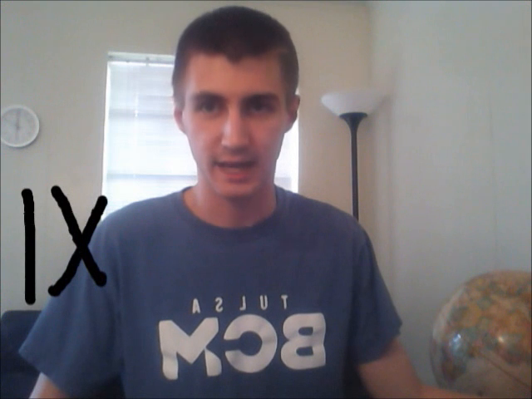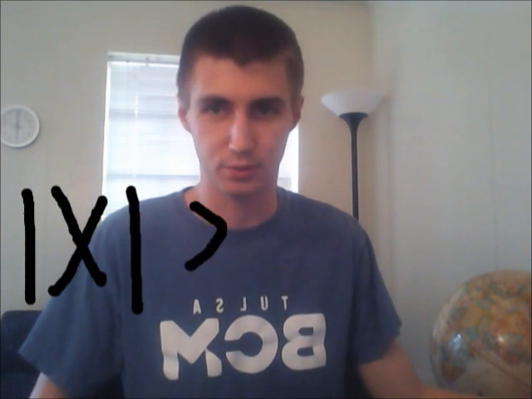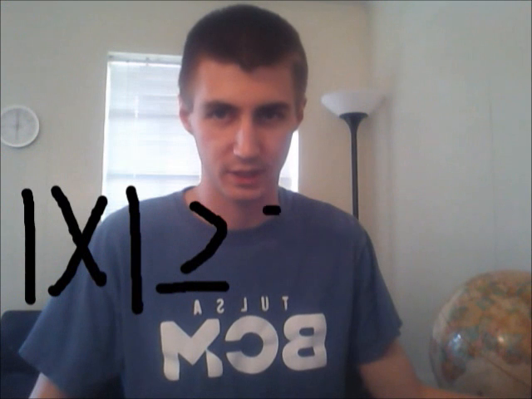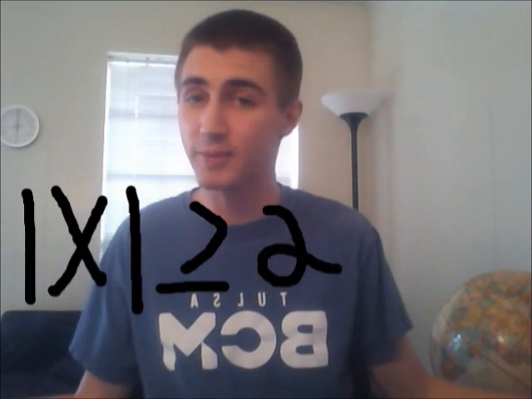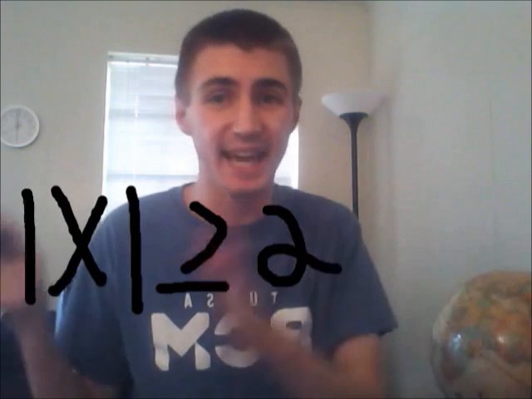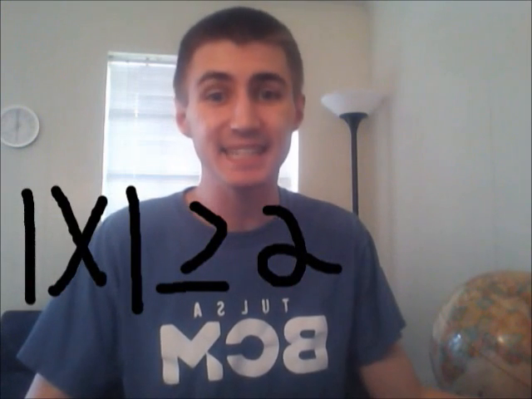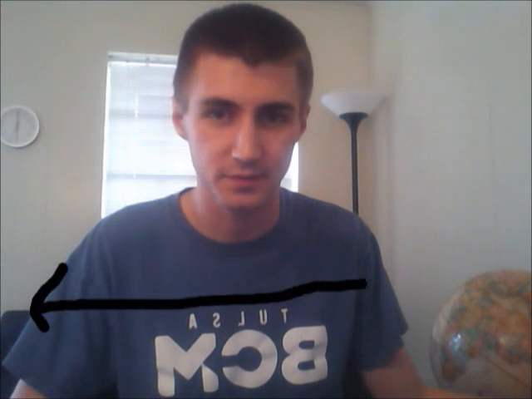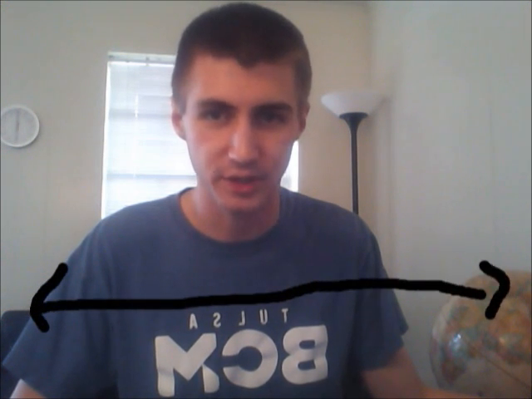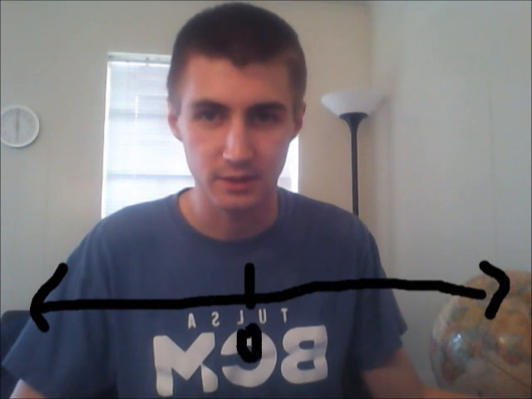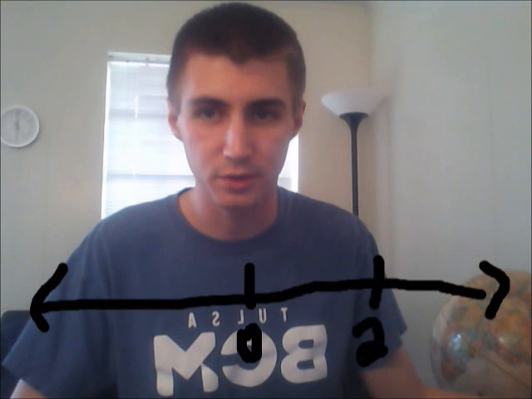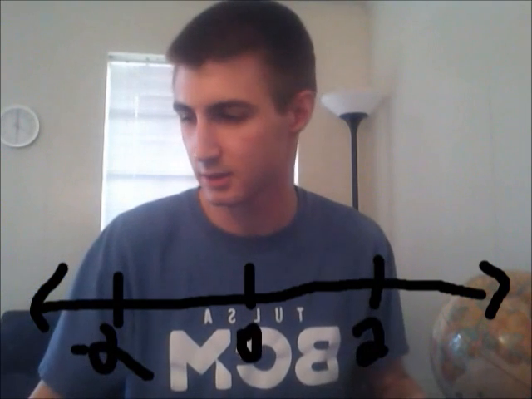Alright, now let's try a different problem. Let's say the absolute value of x is greater than or equal to 2. Now, the same problem worked, except it's going to be reversed. We're saying that the x is bigger. While that might not seem like it makes a big difference, let's take a look on our number line here. It's not a very straight number line. 0 to positive 2.